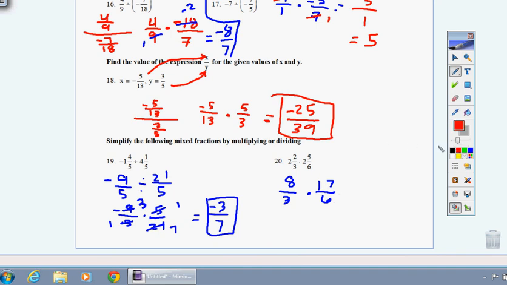But can I cross reduce? Can I reduce 17 and 3? No, 17 is a prime number, but both 8 and 6 are divisible by 2. So I can turn that 8 into a 4, and this 6 into a 3. So 8 divided by 2 is 4, 6 divided by 2 is 3, and when I multiply across, I get 4 times 17, which is 68, and 3 times 3, which is 9. So my final answer is going to be 68 over 9.